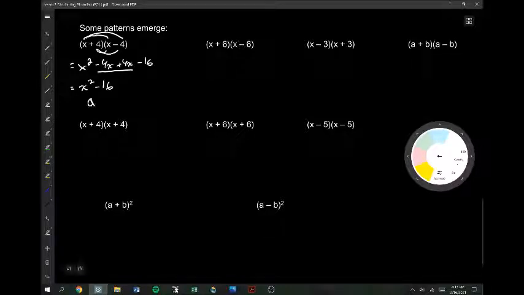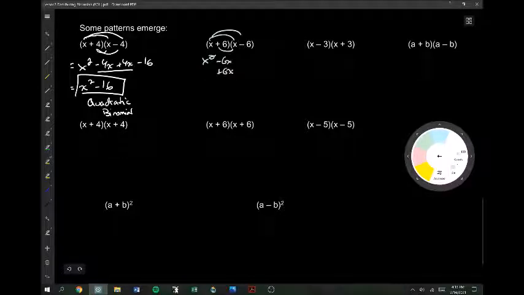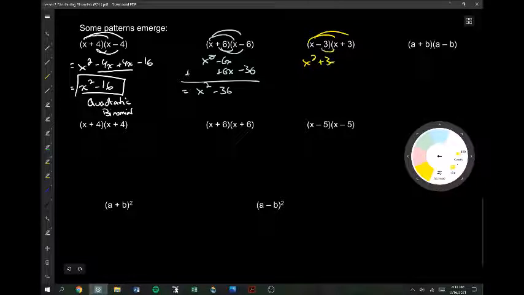This is actually a quadratic binomial, not a quadratic trinomial, because there's only two terms. It's going to happen again over here. Watch. X squared minus 6x plus 6x minus 36 is x squared minus 36. And it's going to happen one more time. What fun. X squared plus 3x minus 3x minus 9 becomes x squared minus 9.